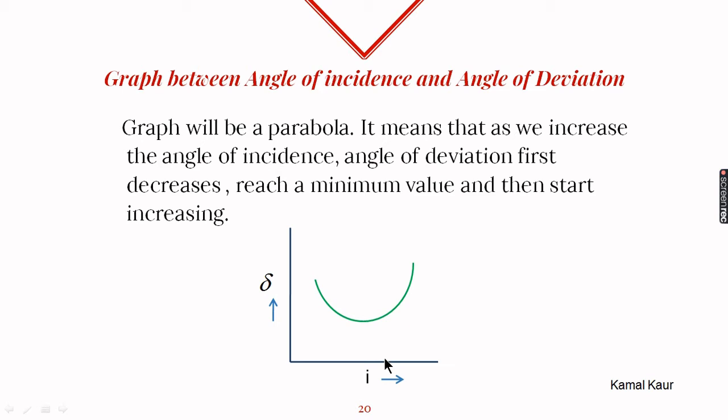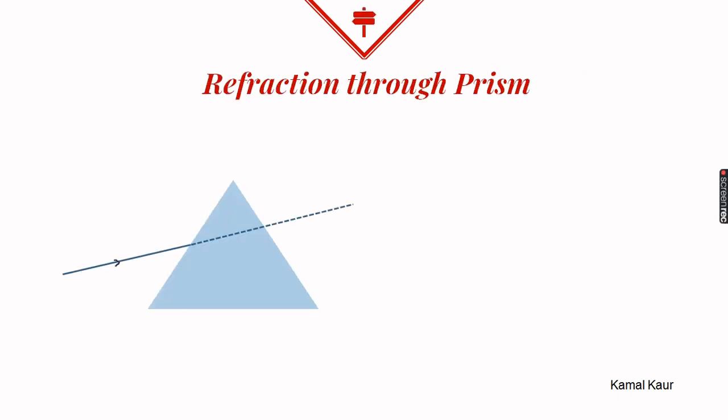If we plot a graph between angle of incidence and angle of deviation, which is also represented using the symbol delta, we will see that as we keep increasing the angle of incidence, the angle of deviation will first decrease, reach a minimum value, and then start increasing again. So the graph shape will be a parabola between angle of incidence and angle of deviation. So this is all about the experiment performed in the lab.